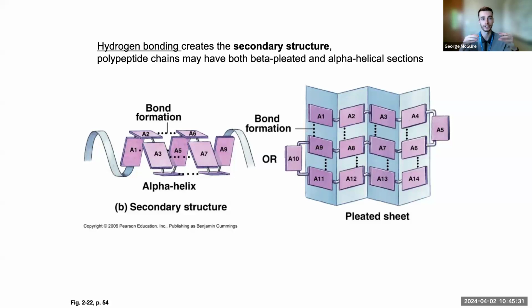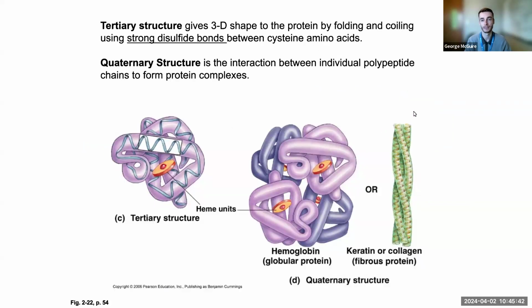So primary was the linear chain. Those natural hydrogen bonds are going to create a little bit of structure, either this helix or this pleated sheet. That is our secondary structure, but that protein can still not do its job.